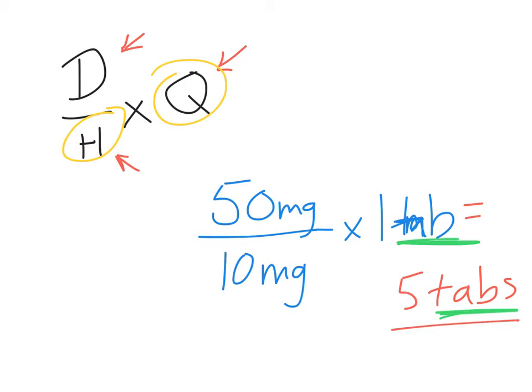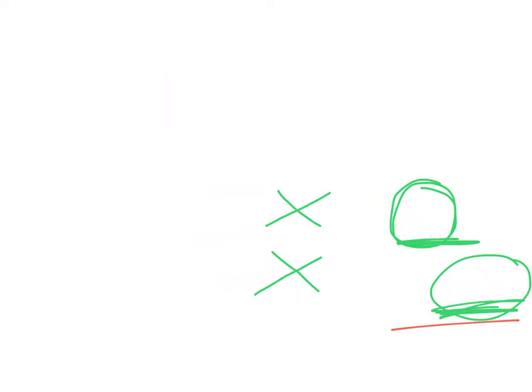The reason why I'm saying this is because the other 2 units in this problem, the D and the H, are both milligrams. I want them to be the same because when they're the same and they're opposite numerator and denominator, they cancel one another out, and that leaves me at the end of that equation with only tablets left over, which is why my answer can then be in tablets as well.